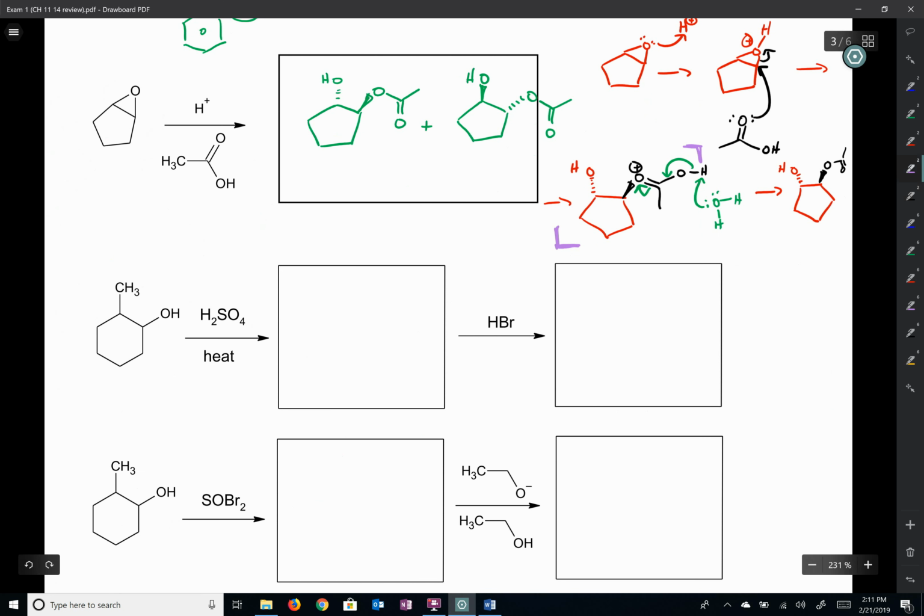We have an alcohol, we have sulfuric acid and high heat. That's setting us up for an acid-catalyzed dehydration. So we end up turning an alcohol into an alkene. And then HBr, easy peasy, right? We do an addition reaction. We're under acidic conditions, so we end up adding our halide to the more substituted side, right? So we have a Markovnikov addition.